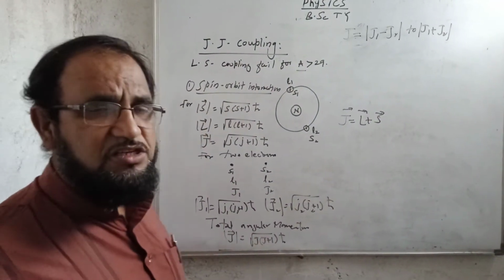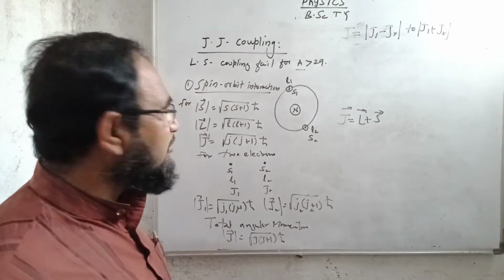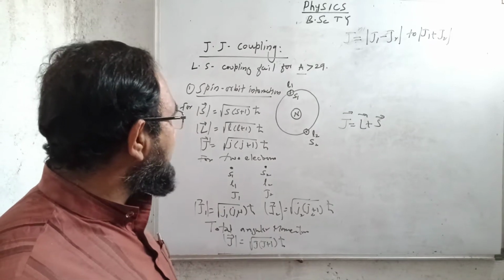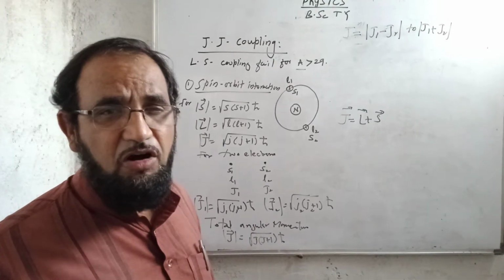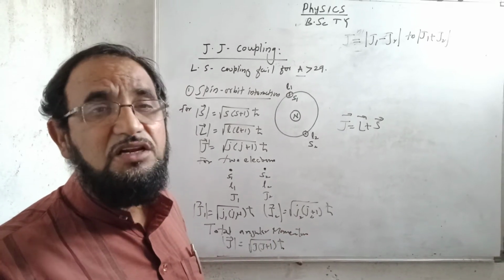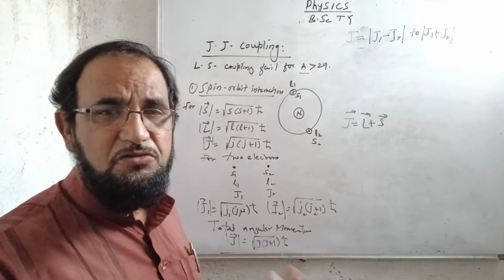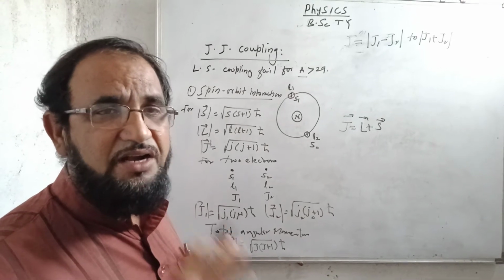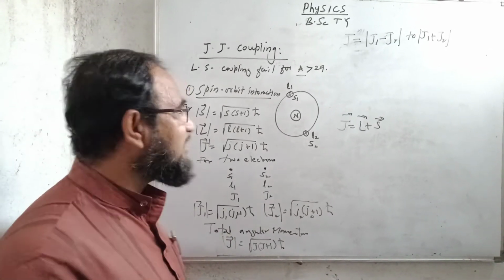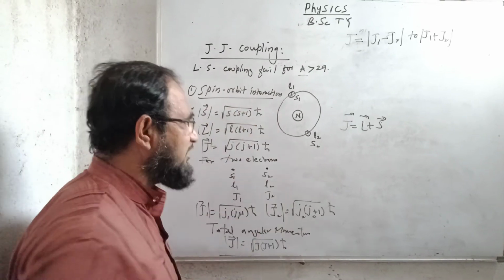Here first we will see that there is spin orbit interaction, and then we will combine the total angular momentum of all the electrons. Total angular momentum of all the electrons means we will combine J1, J2, J3 of all the electrons, and that will give us the JJ coupling. So let us see the spin orbit interaction.